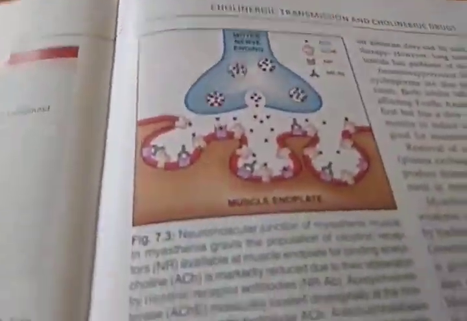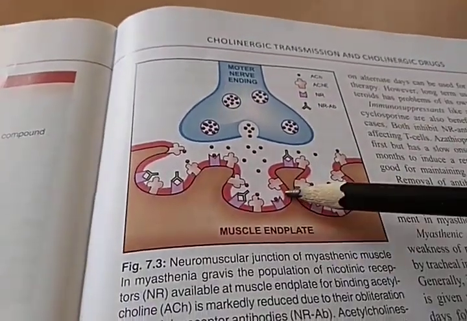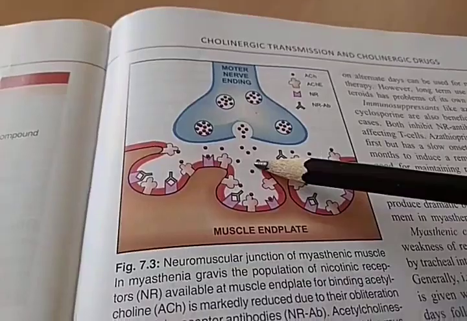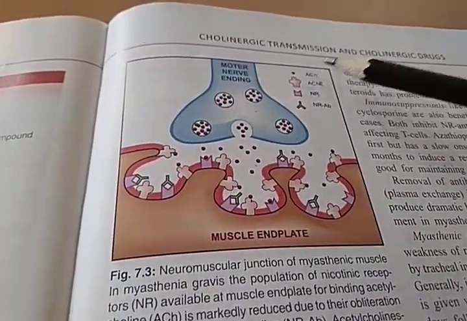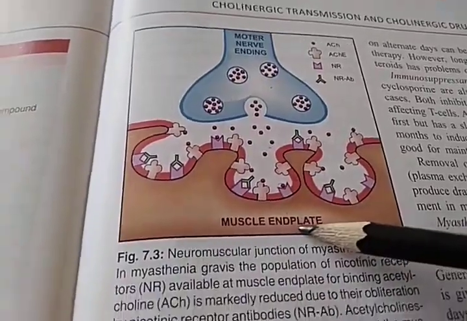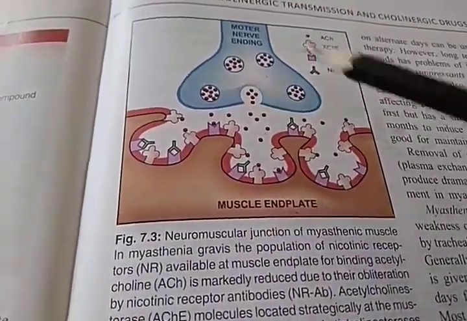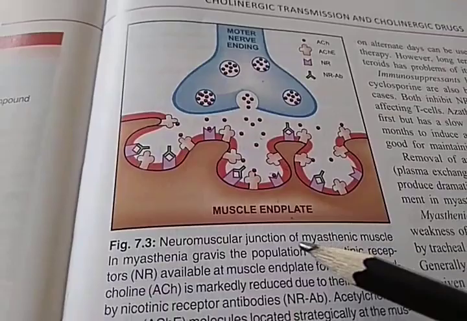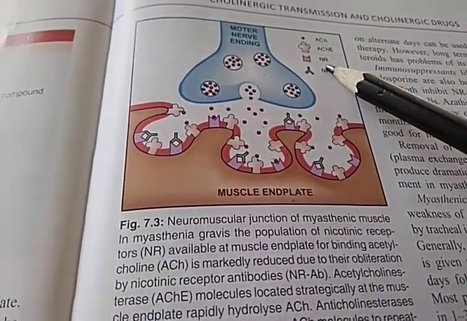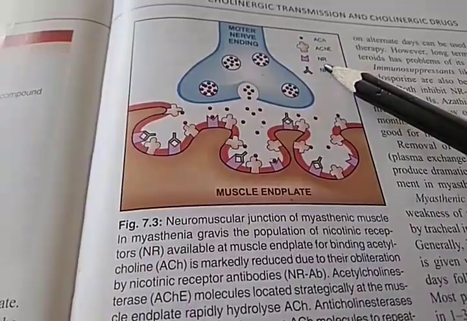What is this? Let's look at one diagram here. This is muscle. So this is nerve. So the nerve is releasing what? Acetylcholine, is it? What are these dots here? Acetylcholine is being released, and the muscle will catch this acetylcholine and go into contraction. So some drugs will work on this neuromuscular junction. So this is some antibody. What is NR? NR is nicotinic receptors.